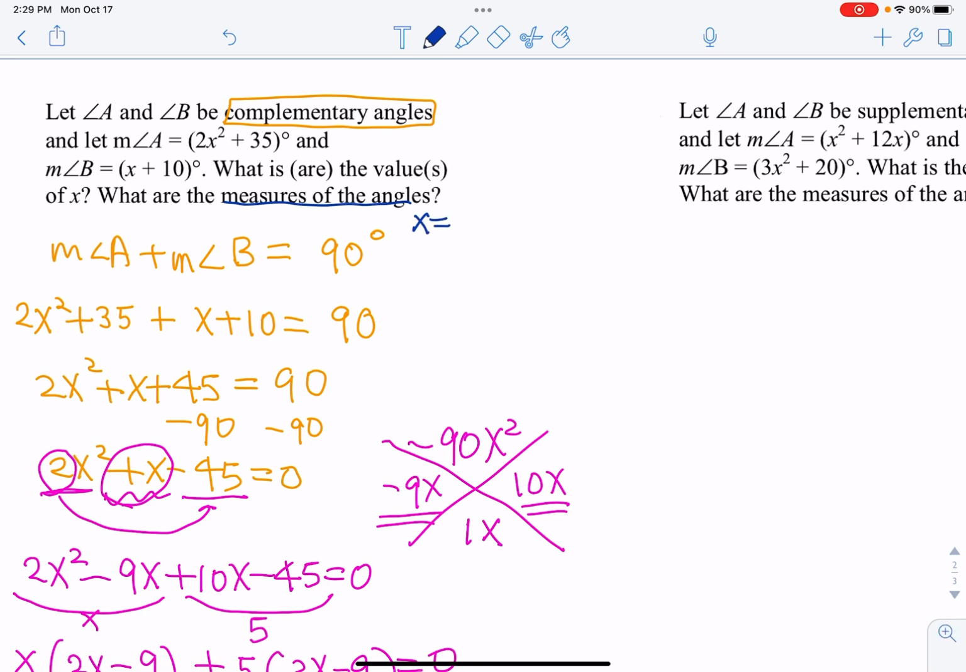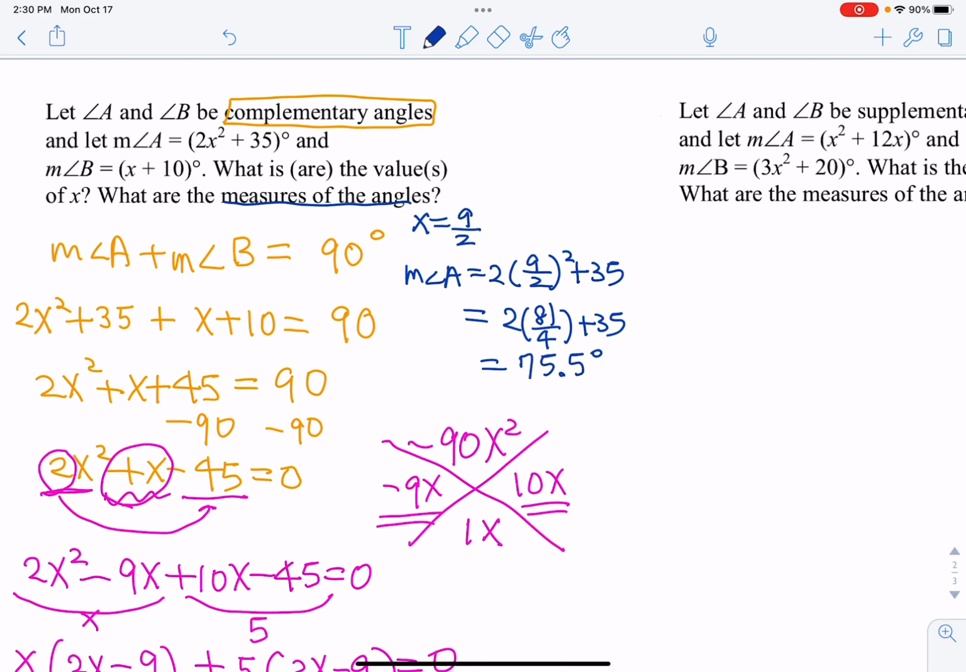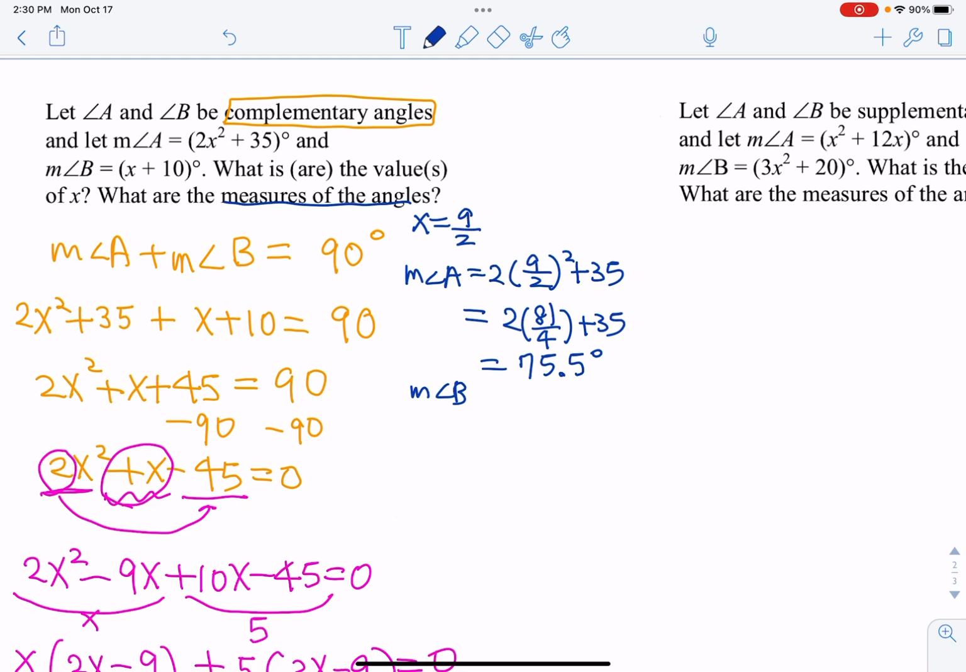So when x equals 9 over 2, you can find the measure of angle A as 2 times 9 over 2 squared plus 35. So it will be 2 times 81 over 4 plus 35. Use your calculator. You get 75.5 degrees. And then measure angle B. I'm going to erase the parts that are not necessary right now. Measure angle B as 9 over 2 plus 10 will be 14.5 degrees. That's one pair when x equals 9 over 2.